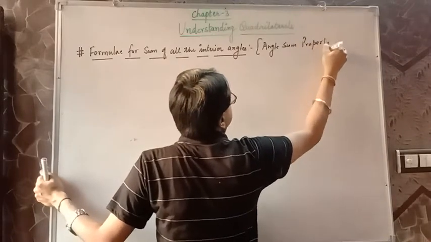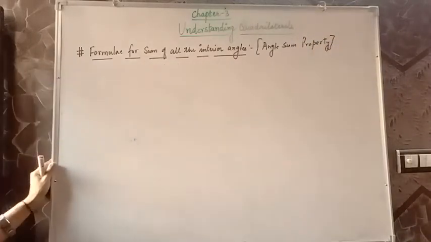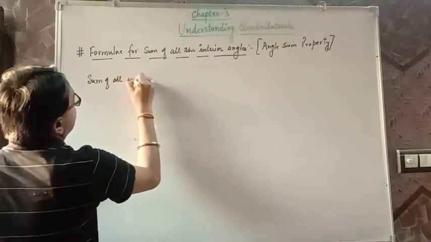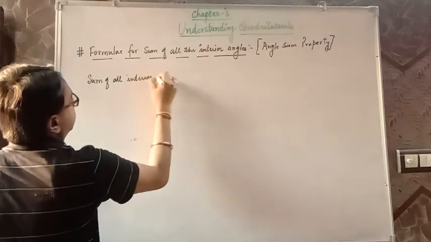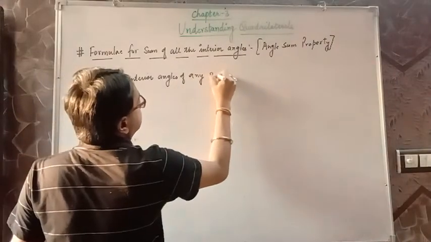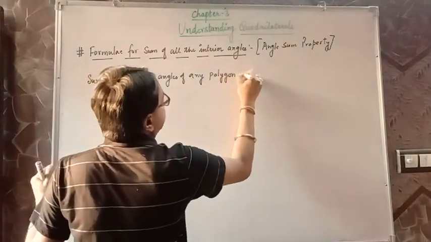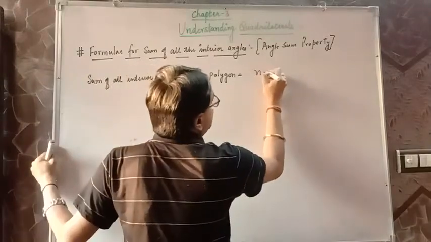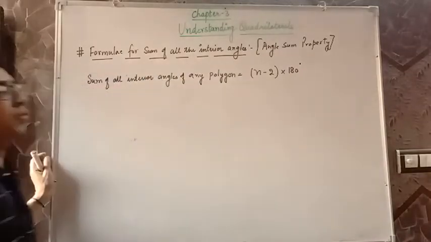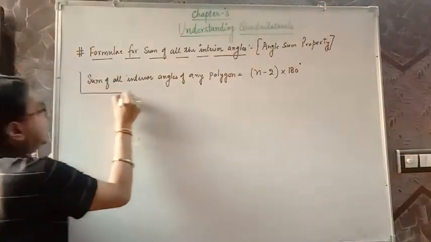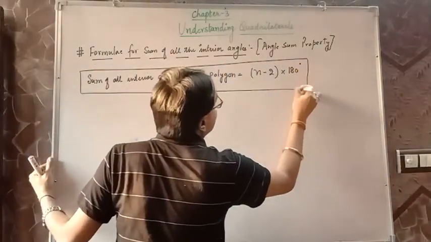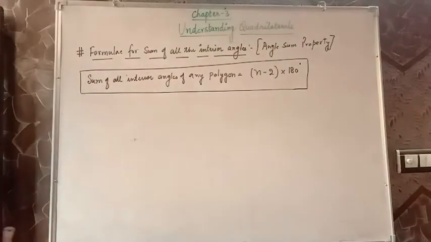Do remember. So, how to find the sum of all the interior angles of any polygon? The formula is n minus 2 multiplied by 180 degrees. This is the formula for the angle sum property of any polygon. Simply put the value of n and you will know the angle sum property of any polygon.